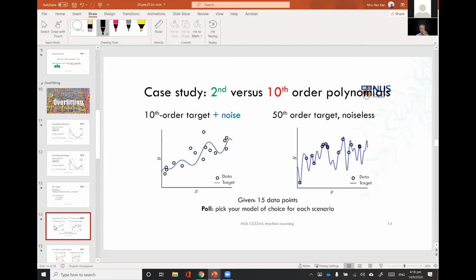So let's take a look at another example. Here's a case of a 2nd order versus a 10th order polynomial, okay?